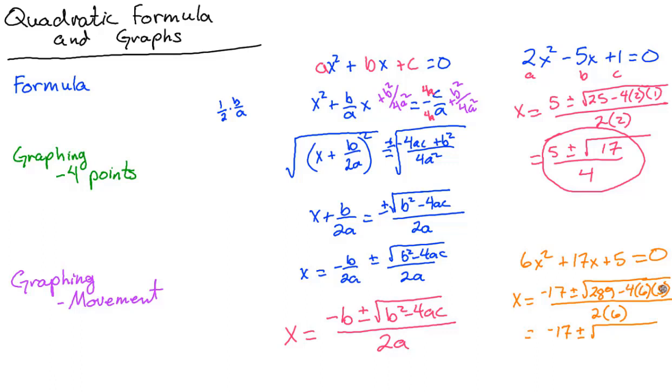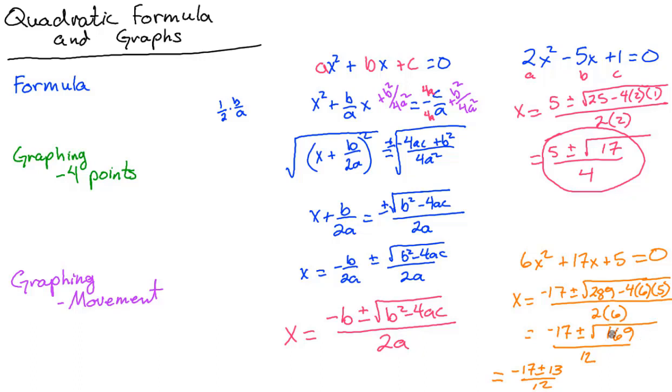4 times 6 times 5. 4 times 6 is 24, times 5 is 120. So this is the square root of 169 all over 2 times 6 is 12. What's 169? That's 13 squared. So that comes out actually nice. Negative 17 plus or minus 13 over 12.